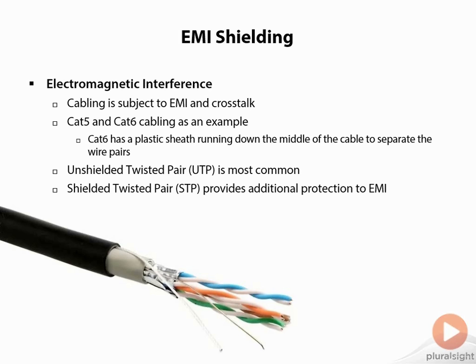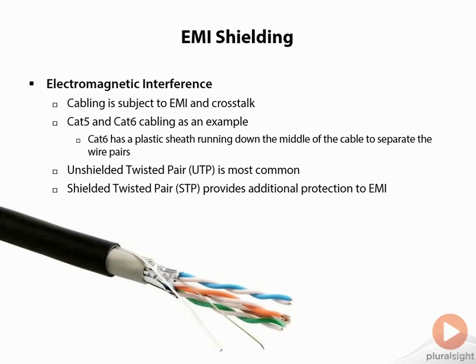So Cat 5 and Cat 6, as an example, are what we use in typical installations, so we're going to cover that here. Cat 6 is a little bit better than Cat 5 in that it has a plastic sheath that runs down the middle of the cabling, and it separates the wire pairs. So that helps with crosstalk. Doesn't really help as much with EMI, however, electromagnetic interference.